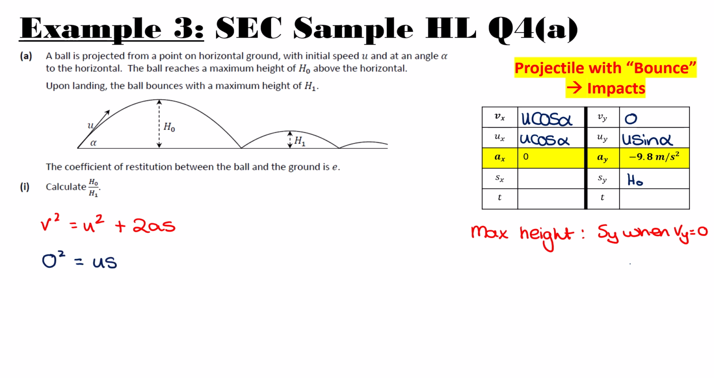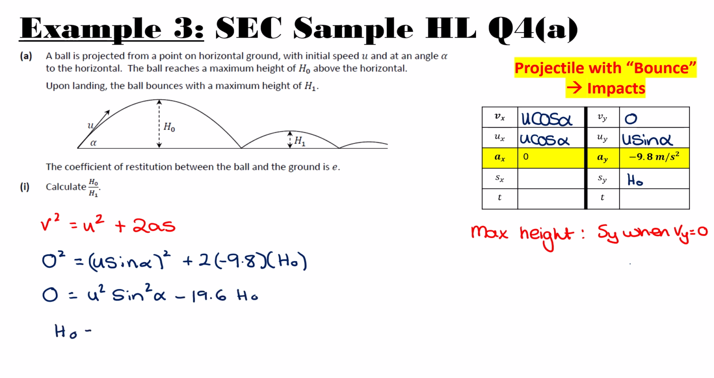h0. So u sine alpha all squared plus 2 times... We can leave this in terms of g if you want. It is fine either way. And we're going to rearrange this. So we get 0 equals u squared sine squared alpha minus 19.6 h0. h0 then is going to be u squared sine squared alpha divided by our 19.6. Or if you prefer, and you've left it in terms of g, it's going to work out as over 2g.